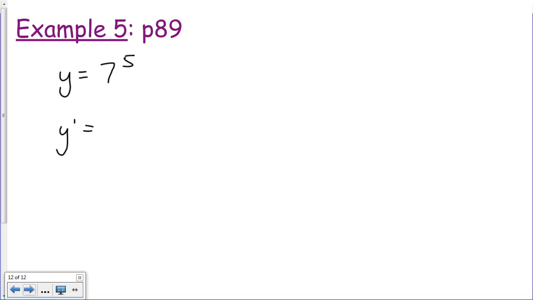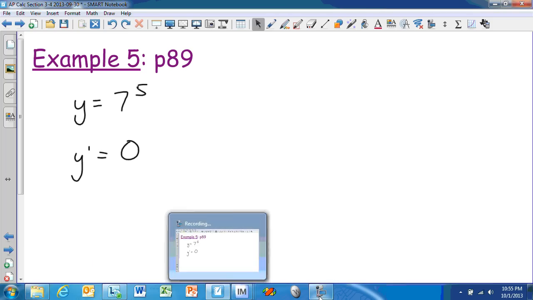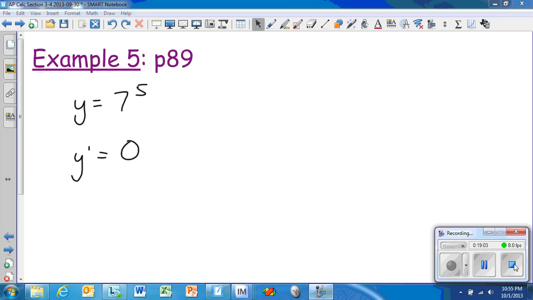I don't know what 7 to the 5th is. I could punch that in my calculator and get whatever numerical value that is. And so I have to use the property for the derivative of a constant. Derivative of a constant, remember, is always 0. And the reason for that is because the original function is just a horizontal line. Crosses the y-axis at 7 to the 5th. And so the derivative at every single point on that function is 0. It's a horizontal line. Its slope is always 0. And that is the end of the notes for this section.